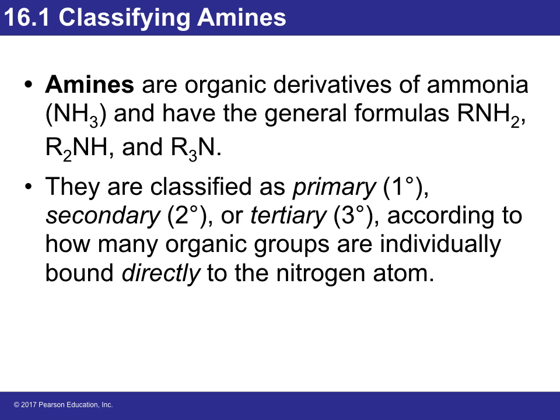Well, those amines are organic derivatives of ammonia. Ammonia, you should know the formula NH3, that's a gas. The general formula is R, which can be any organic group, NH2. R2NH and R3N, we're going to see those. The first one will be primary, the second secondary, and tertiary for the third example. This has to do with how many organic groups are individually bound directly to the nitrogen atom.